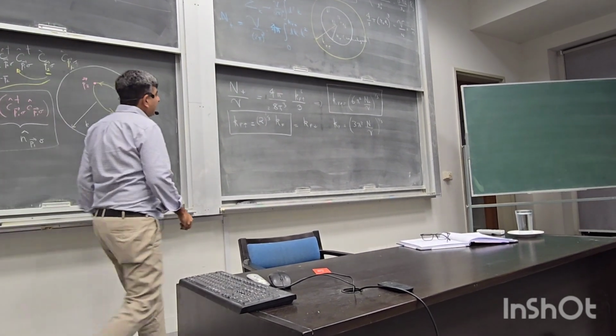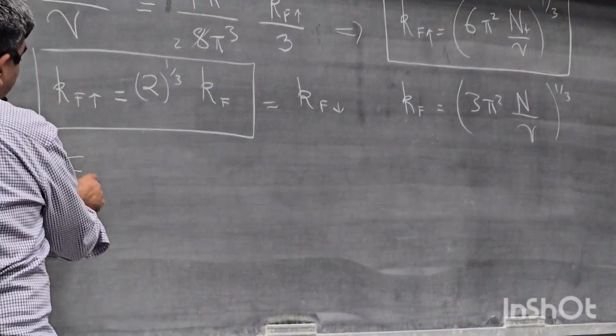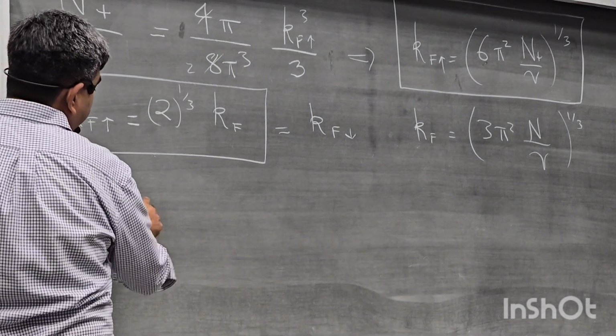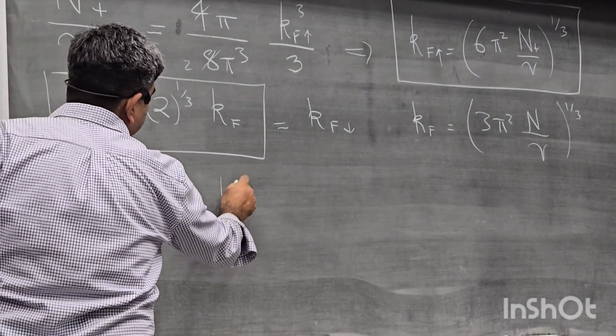Now, what about the energies? Will the Fermi energy change if all the spins were aligned? What's the relationship between EF plus and simple EF?